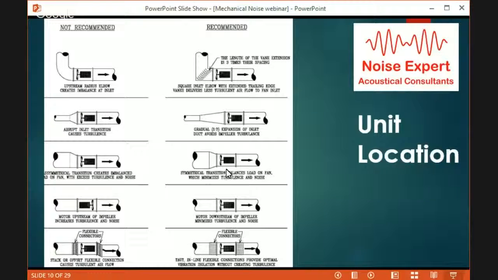Here's a diagram about ventilation. They're showing not recommended versus recommended. You want as smooth a flow over the fan as possible. Now, this is an example of a propeller, vane axial fan, but it illustrates what's good, what's helpful.